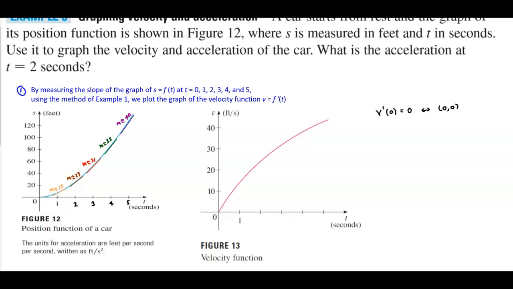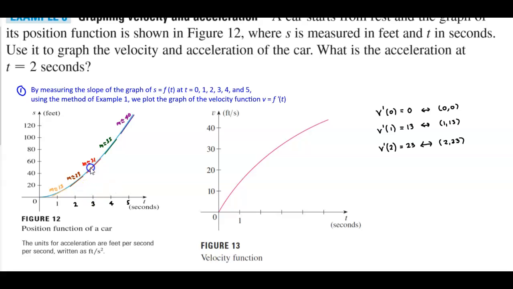Now if we take a look at the point 1 here, if we create a triangle, we can see that the height is going to be 13, and we have an approximation of 1. So we can see here that the velocity at 1 has a slope of 13. So our ordered pair is 1, 13. Then if we take a look at point 2, and again, you're approximating here, if you approximate this slope, we get approximately 23. So the velocity at 2 has an output, or slope, of 23. Therefore, our ordered pair is 2, 23.